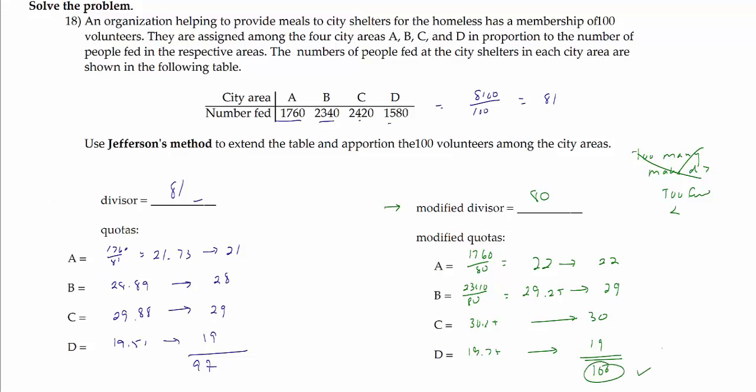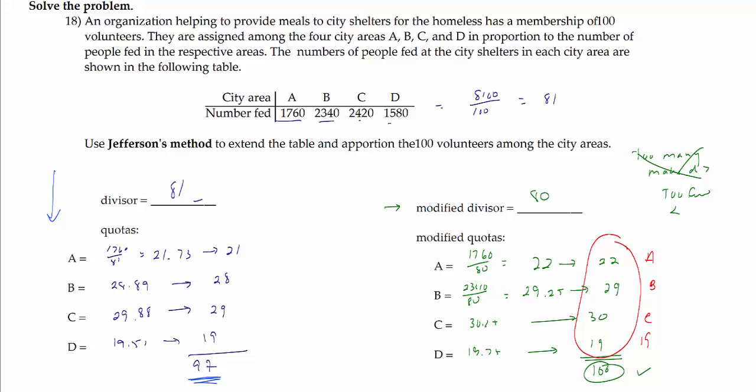Okay, so my final answers, the seats that I'm going to give out, are these right here. A is going to get 22, B is going to get 29, C gets 30, and D gets 19. So again, to recap the Jefferson method, you find your standard divisor, you find your standard quotas like we did over here. Then you add, and you go with the lower one. You always round down.